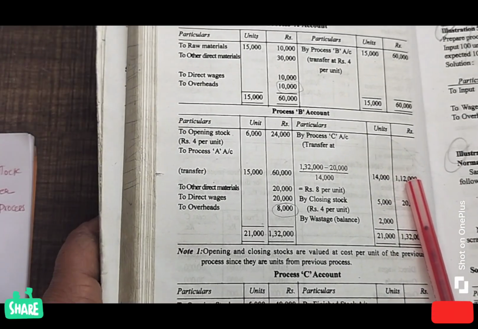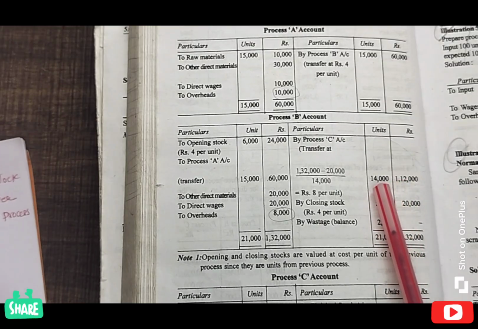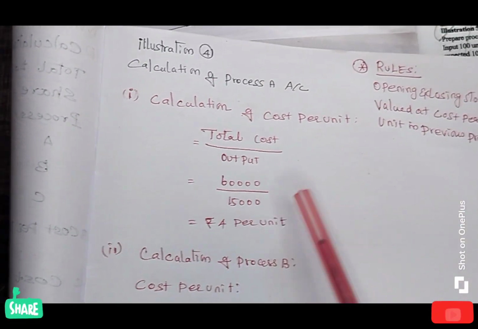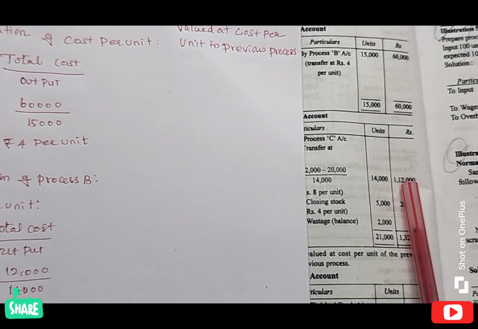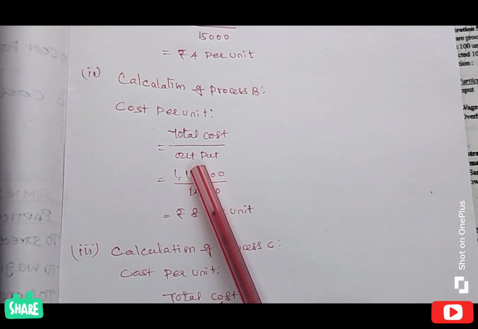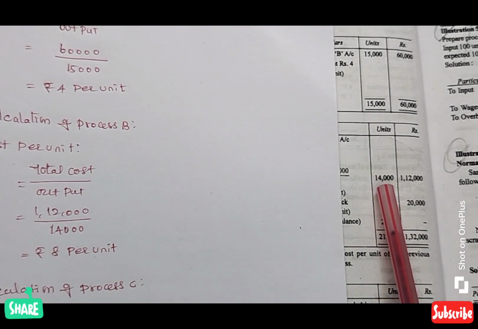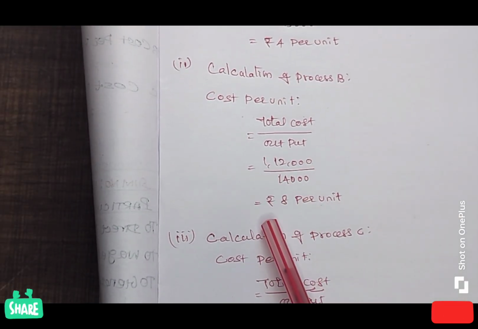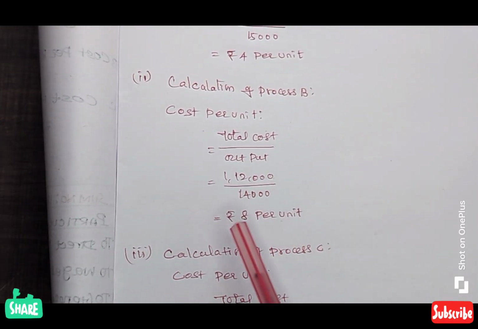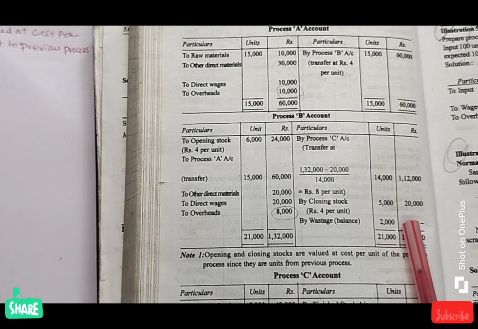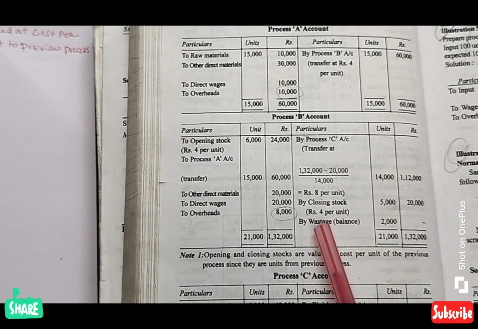Now, what do we have to do? We are going to find out the cost per unit. How can you calculate the cost per unit? We have the format. Cost per unit is total cost divided by output. The total cost is 1,12,000 rupees. The output value is 14,000 given in the question. After dividing, you will get 8 per unit. The cost per unit is 8 rupees. Okay, at the end of process B, we get the cost per unit as 8 rupees.